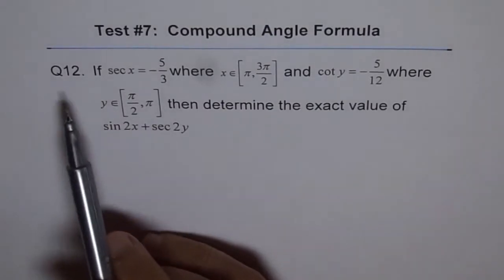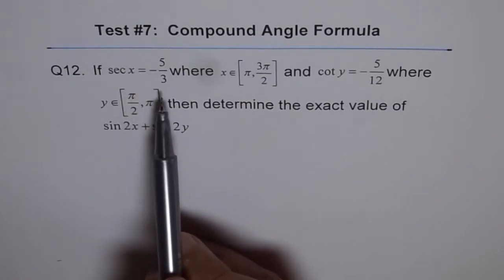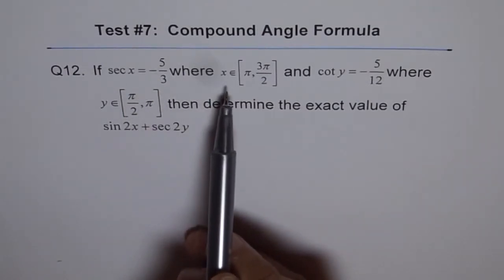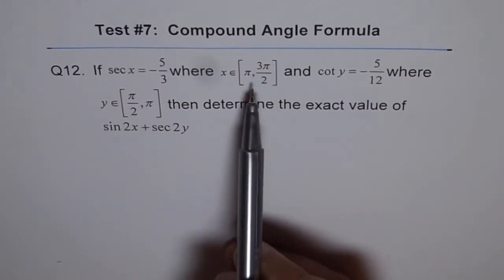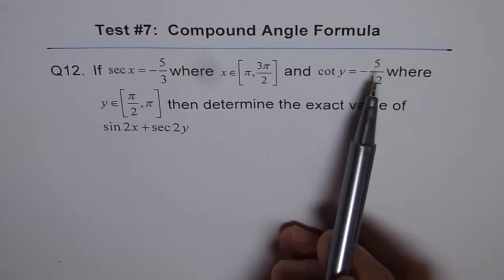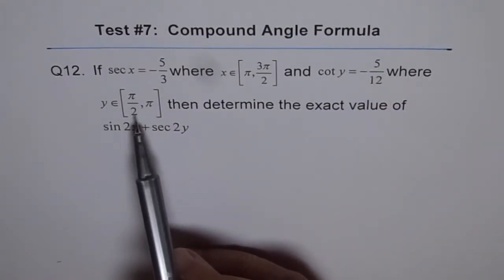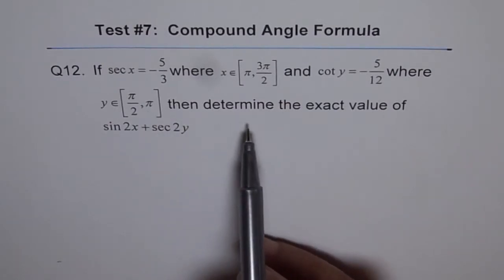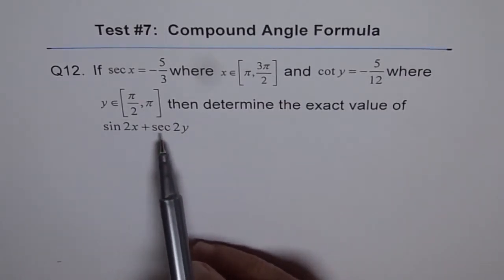The question 12 is, if secant x equals minus 5 over 3, where x belongs to the set of numbers between pi and 3 pi by 2, and cot y equals minus 5 over 12, where y is between pi by 2 and pi, then determine the exact value of sine 2x plus secant 2y.